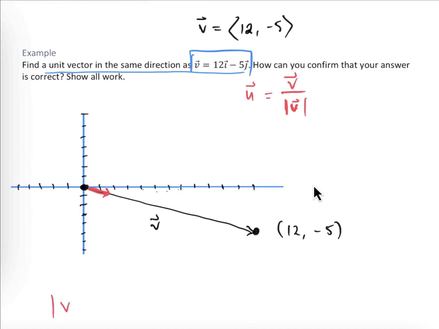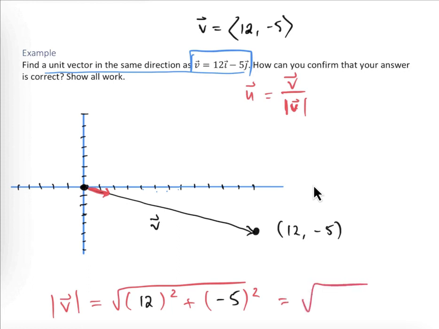So the first thing that we would need to do is find mag v. And our formula for the magnitude of the vector is taking each of the individual components, squaring them, and adding them together. And this is essentially an extension of the Pythagorean theorem. So we've got 144 plus 25 is 169, and this is going to be 13 as the magnitude of v. So we will take our v vector and divide it by its magnitude. So vector v, and I'm going to go position vector form here. So we'll say 12 and minus 5, and then divide that by 13.